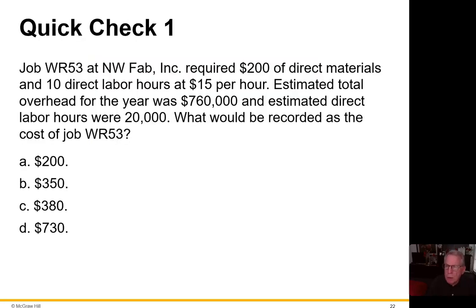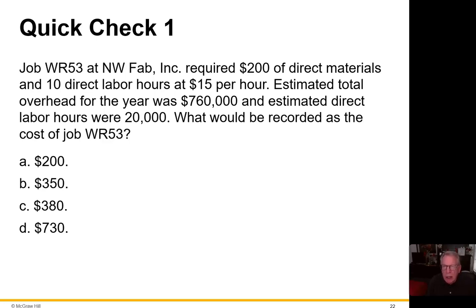And now, for a quick check, job Whiskey Romeo 53 at November Whiskey Fab Incorporated required $200 of direct materials and 10 direct labor hours at $15 per hour. The estimated total overhead for the year was $760,000, and estimated direct labor hours were 20,000. What would be recorded as the cost of job Whiskey Romeo 53?